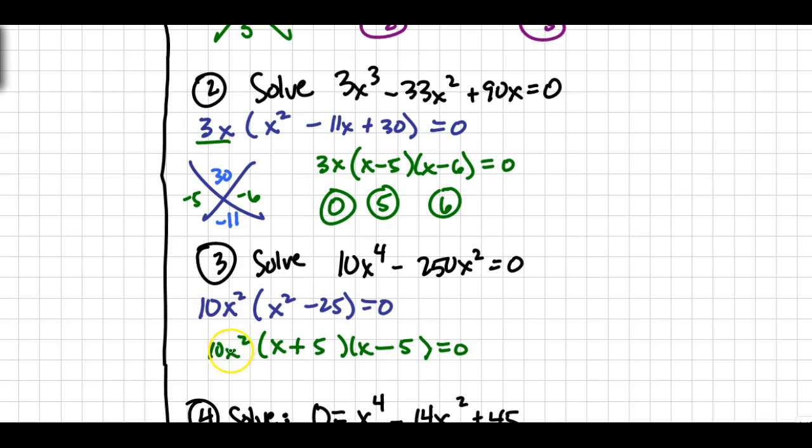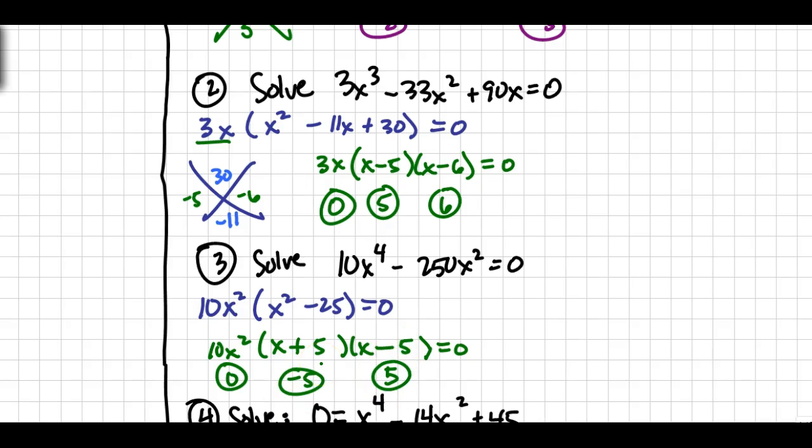So now we say 10 times what squared is 0? That has to be 0. Keep in mind that there's actually two of those because there's an x and another x there because it's squared. So there's two zeros. What minus 5 or what plus 5 is 0? That's got to be negative 5, and the opposite here is going to be positive 5.